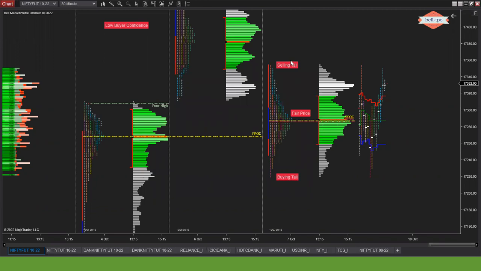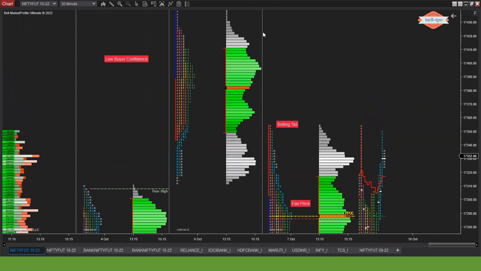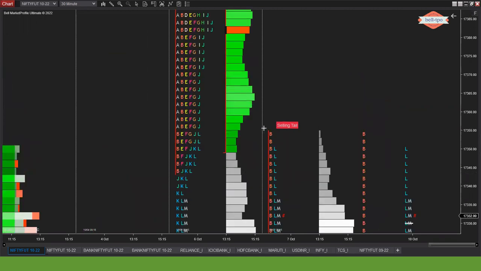Like in candles, we have wicks. In market profile, we have single prints. So notice the single prints here. Last Friday, we have 2 single prints, the single print tails, at the letter B period. This is what we call excess.